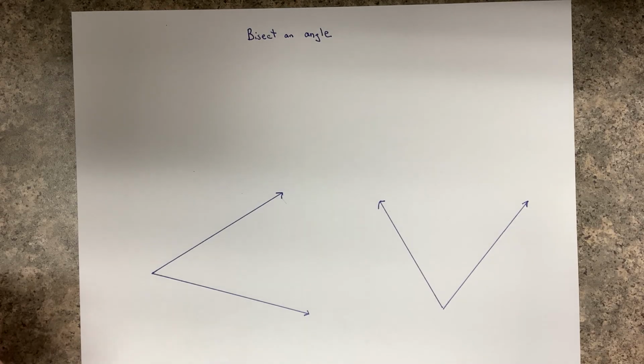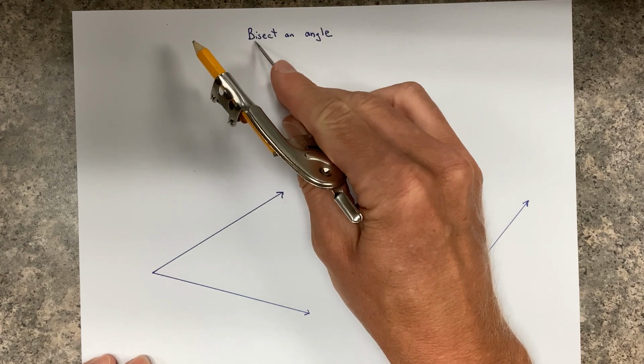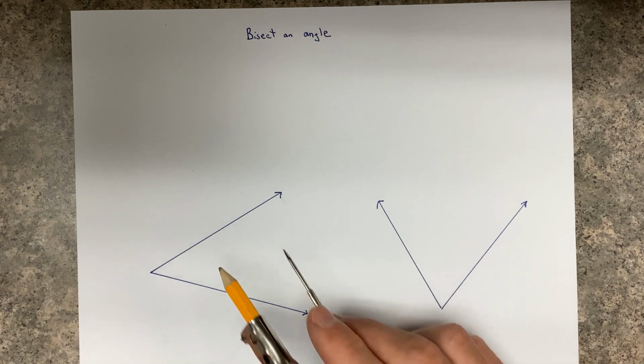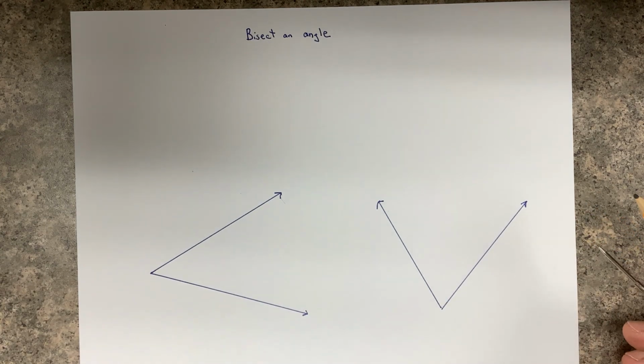All right, I'm going to show you how to bisect an angle. The prefix bi means two, and the sect part means to cut. So really, to bisect an angle is to cut an angle into two equal parts, meaning I'm going to split this thing right down the middle.